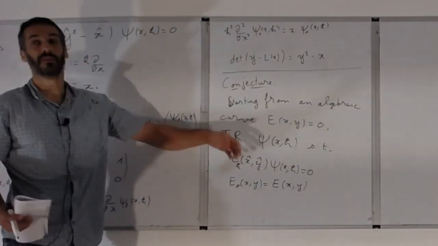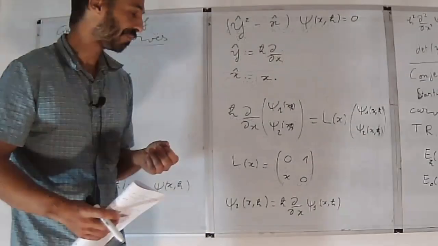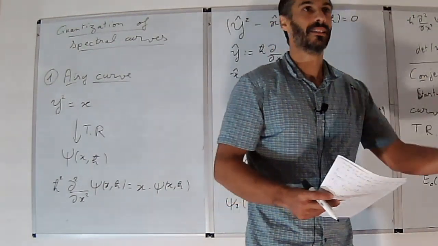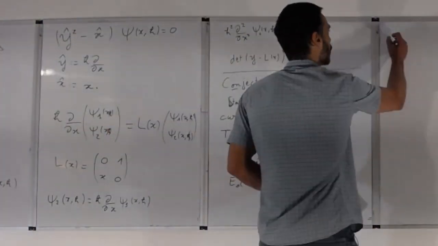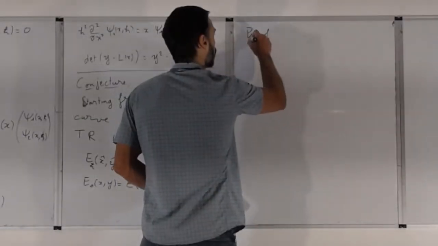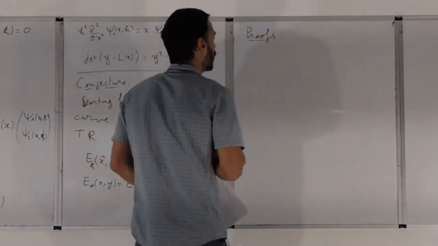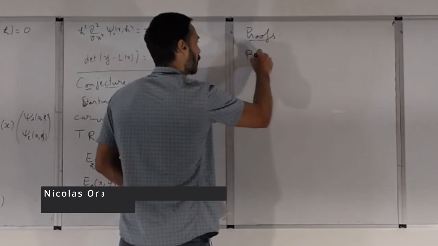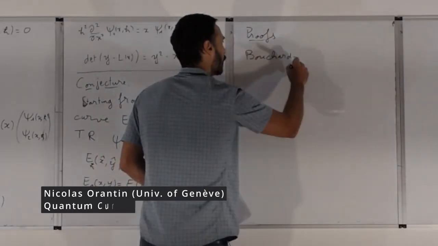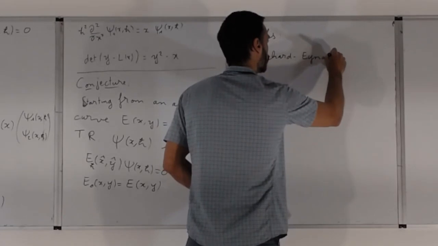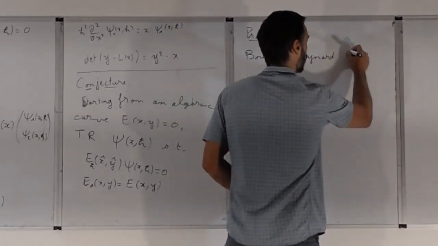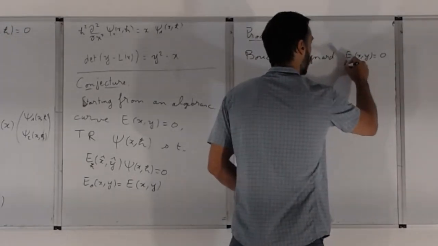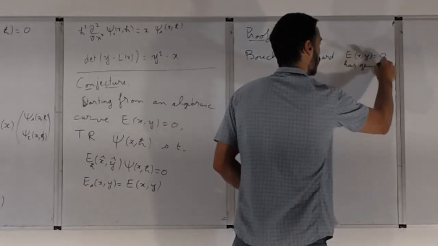Okay, so this was a conjecture which was there for a long time. And it has been proved in many cases, case by case. And then the first kind of general proof which appeared was a proof by Bouchard and Eynard, when the spectral curve defined by E of x,y equals zero has genus zero.